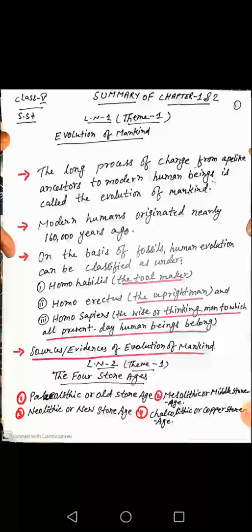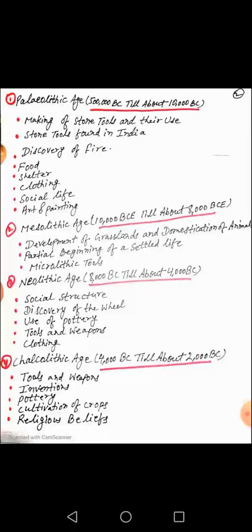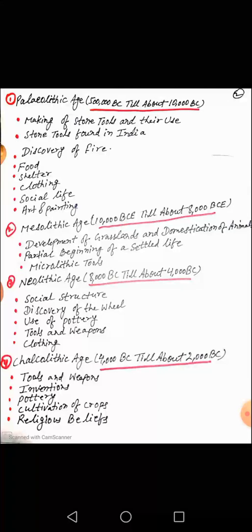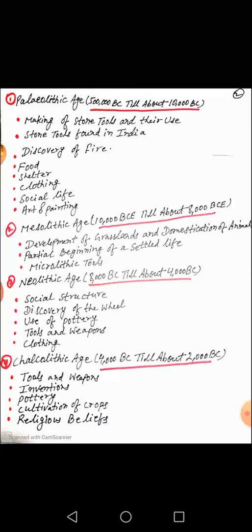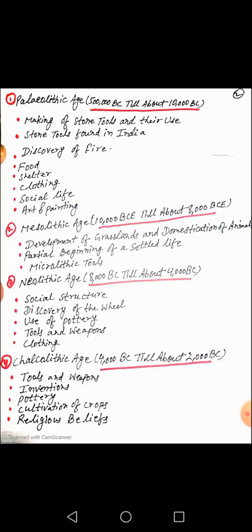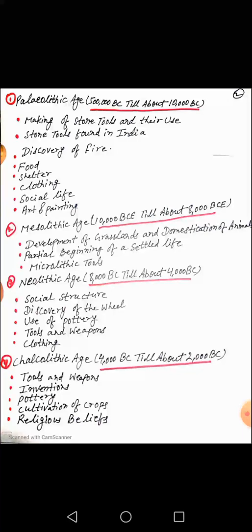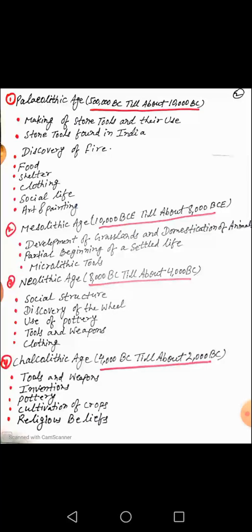Now see the next chapter, the Stone Age. In this, there are four Stone Ages. Number first is Paleolithic or old stone age. Number second point, Mesolithic or middle stone age. Number third is Neolithic or new stone age, and number four is Chalcolithic or copper stone age.